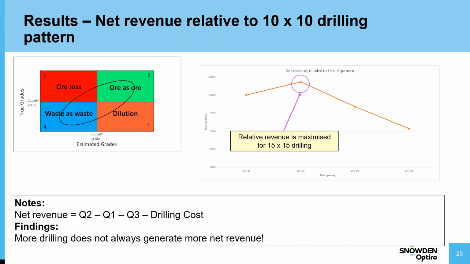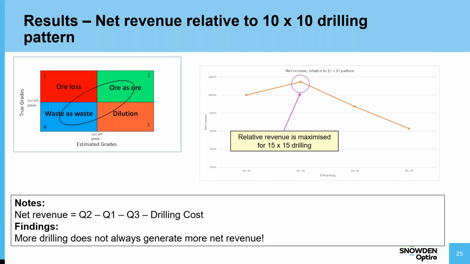In this case, you can see the results. More drilling does not necessarily generate more revenue. Our 10 by 10 drilling, which is a huge drilling cost, doesn't give us the maximum net revenue. In fact, we get that at the 15 by 15 drilling case. So if we wanted to maximize the value of our grade control spacing, we can do that on the basis of 15 by 15 drilling.